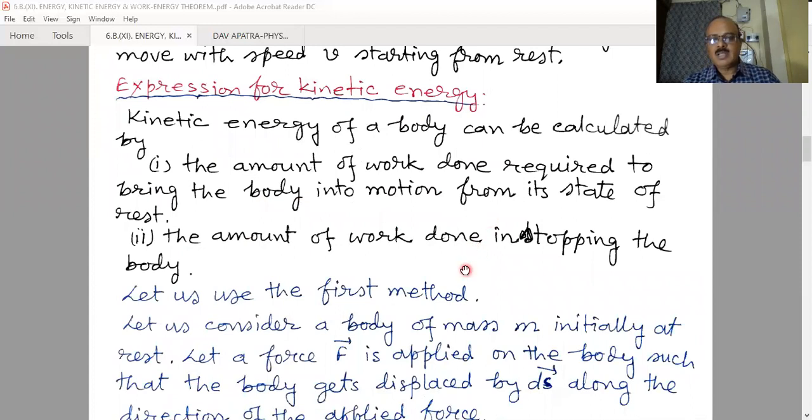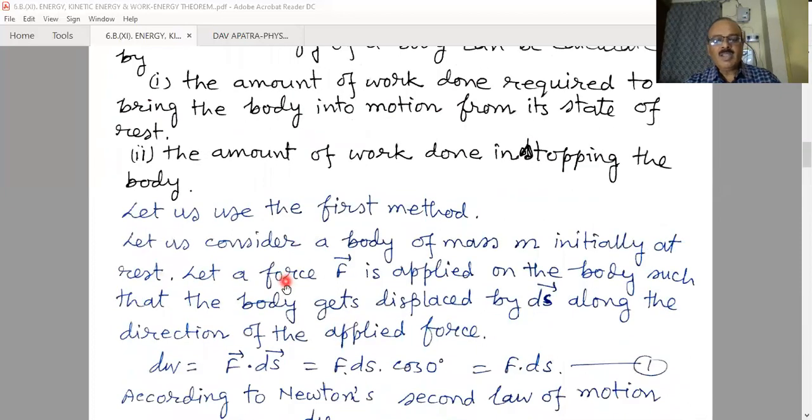That means the object is already in motion and possesses some kinetic energy, and we ask what amount of energy is spent to stop the object, or what work is done by that object during the stopping process. That is another way to find the expression for the kinetic energy. Here we generally use the first method, that means the object is initially at rest. Let us suppose a body of mass m initially at rest.